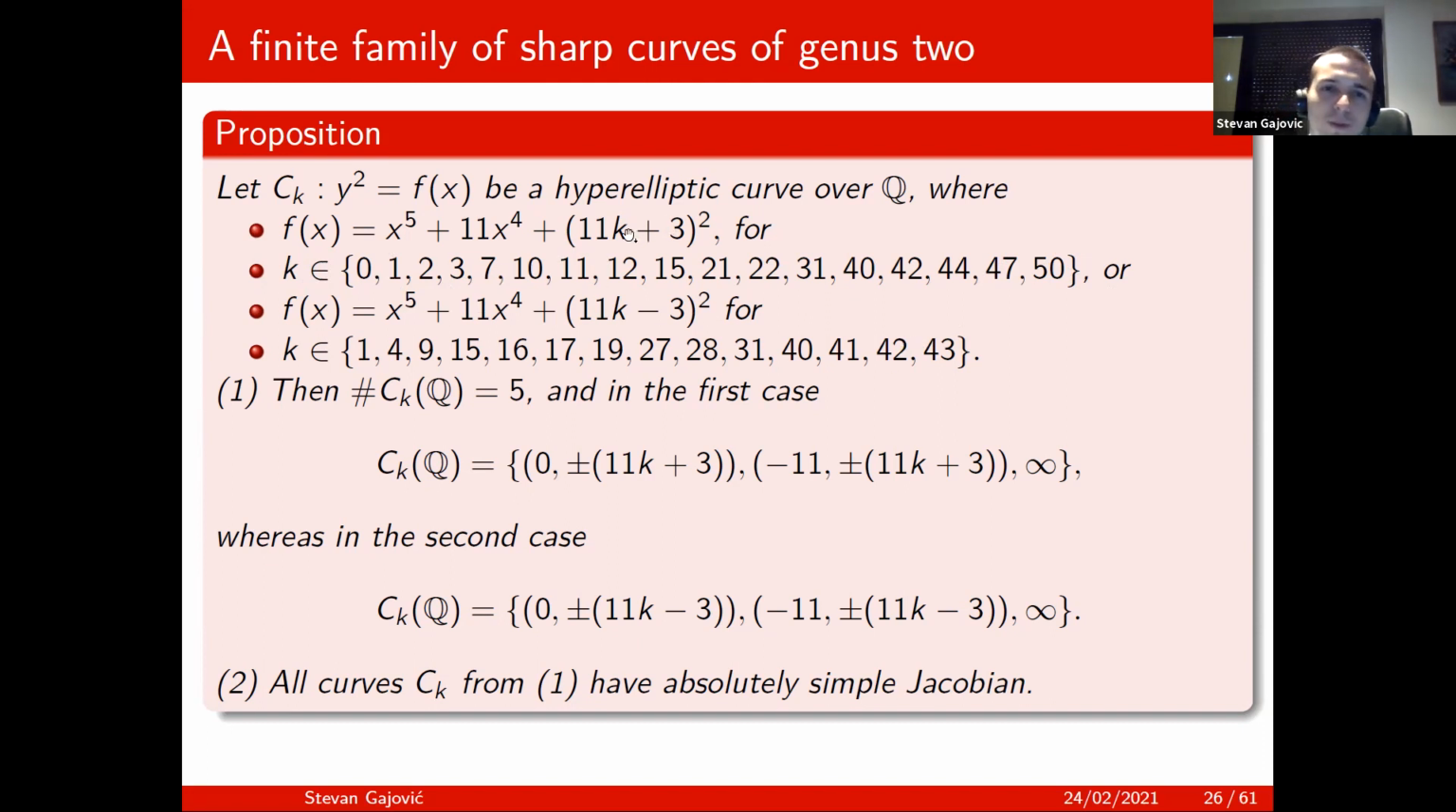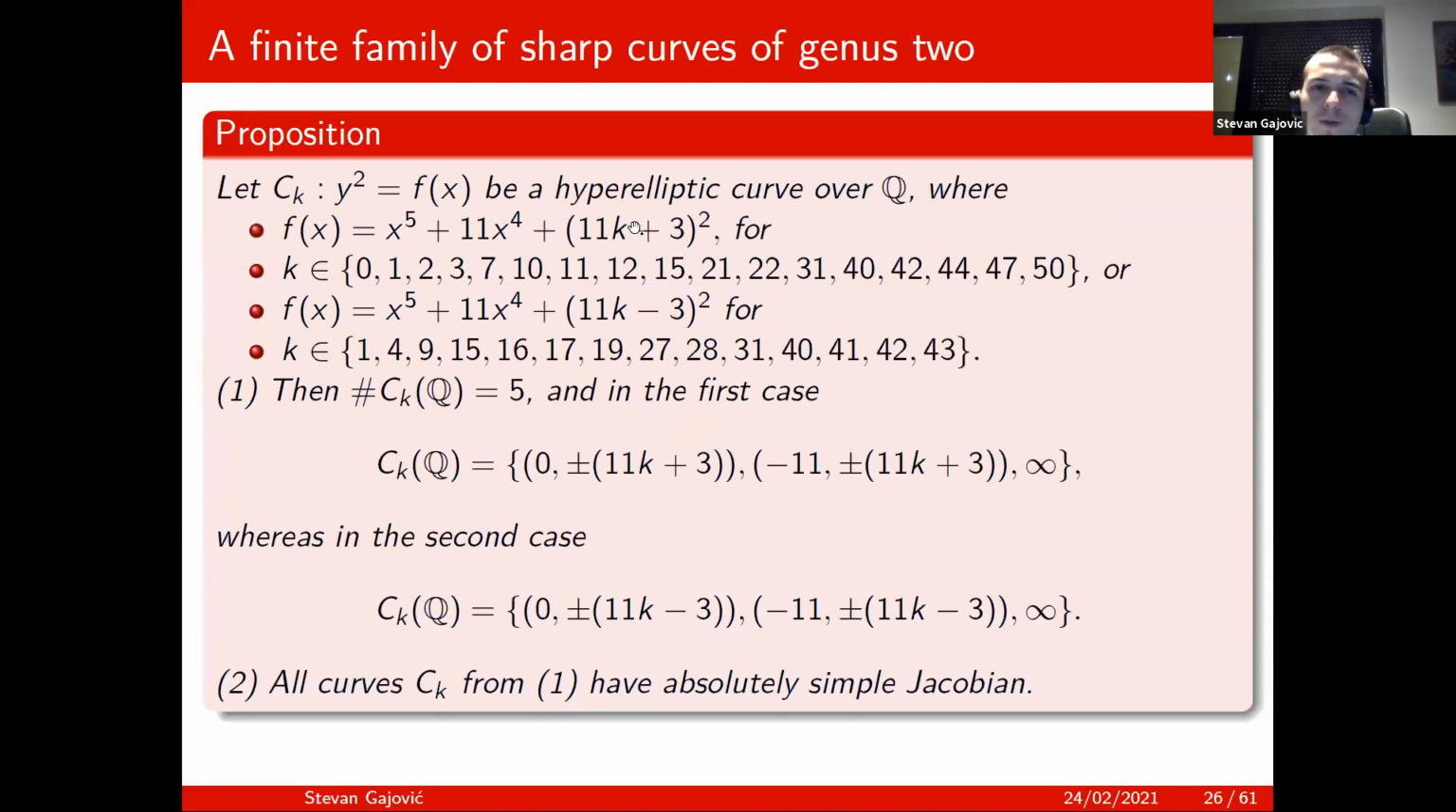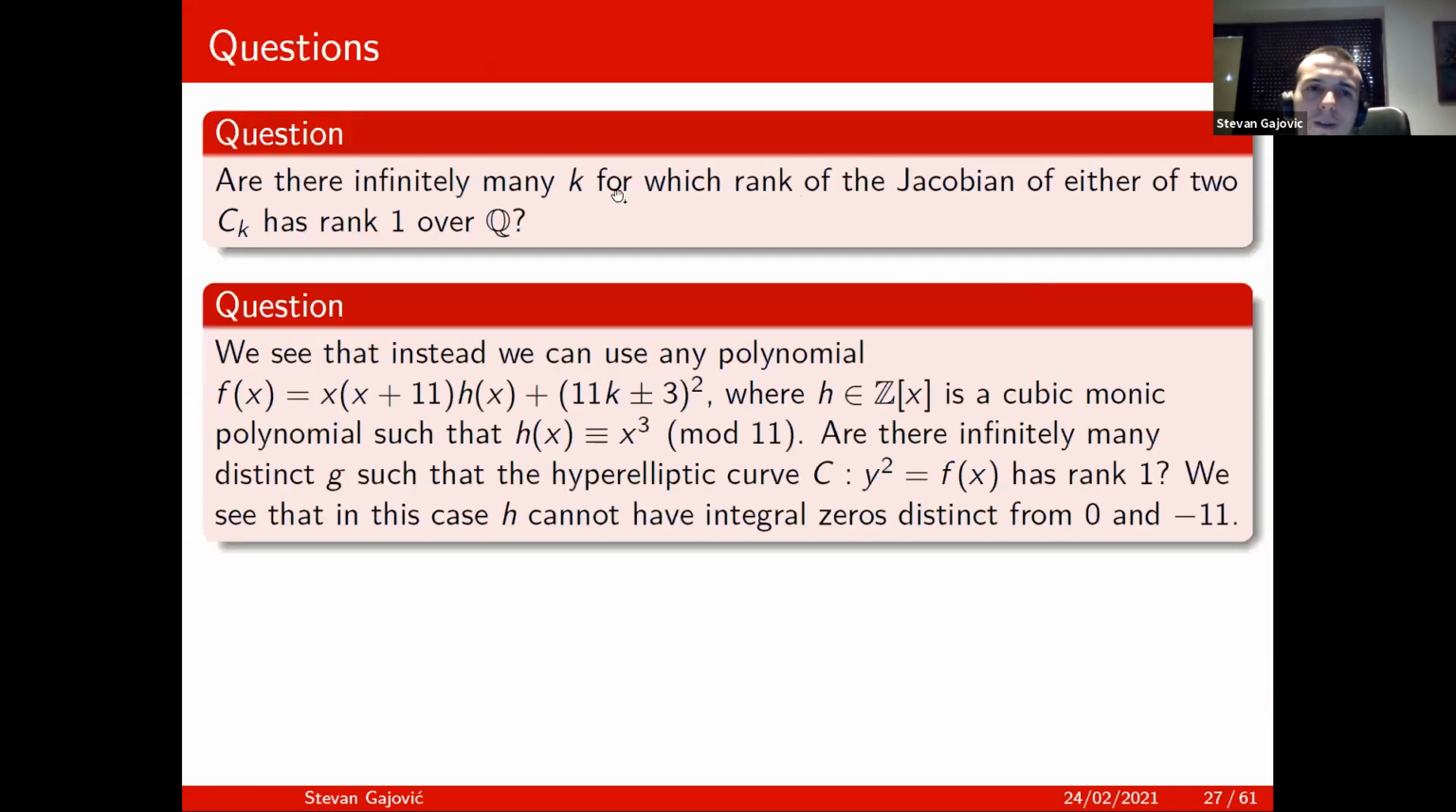So if we want to prove that, for example, this family has infinitely many curves of rank 1, then we need to use some other method and to bound dimensions of Selmer groups of these curves. But this seems to be difficult because the number field obtained by this polynomial is quite complicated. It's degree 5, but still quite complicated. So the first question is, are there infinitely many k for which the rank of the Jacobian of any one of these 2 curves is 1? That would be something interesting, at least for me.